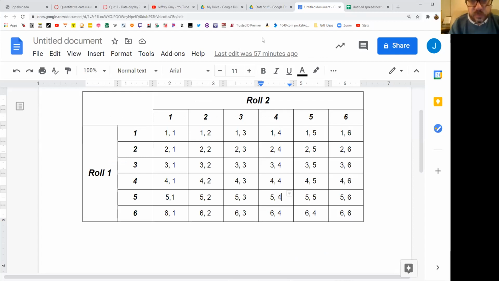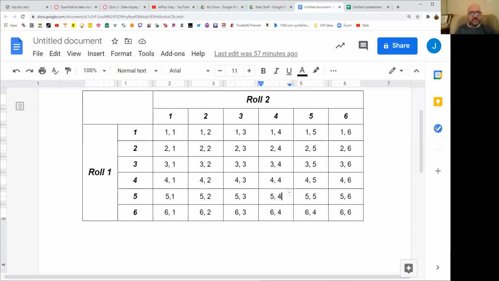A was this. It's doing it again. Why is it not annotating correctly? We got this one. All right, there's A. And then B was these guys.